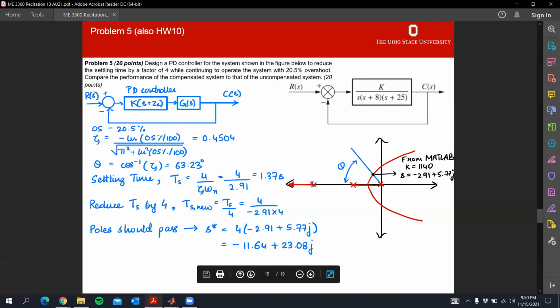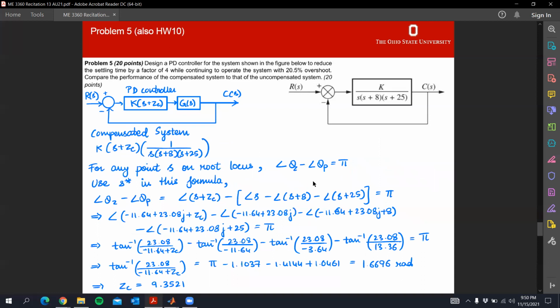And in order to do that, let's use one of the rules that we have been looking at so far. Our compensated system, as you can see, would look something like that. For this compensated system, whenever we are drawing the root locus, this is one of the rules that we had discussed earlier on: any point S on the root locus will always satisfy the criterion that the sum of the angles made by the zeros minus the sum of the angles made by the poles is equal to odd multiples of pi.